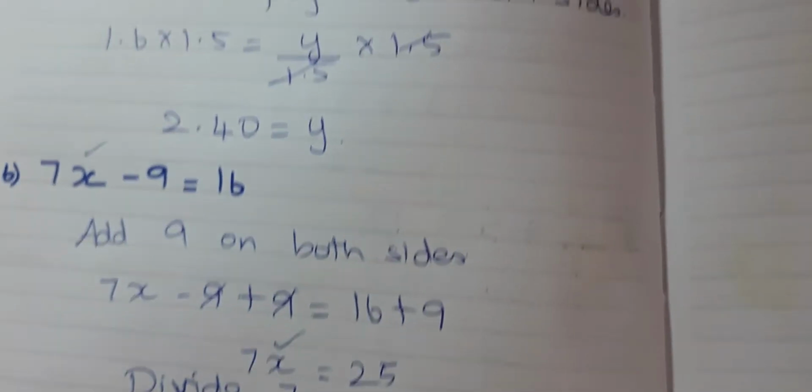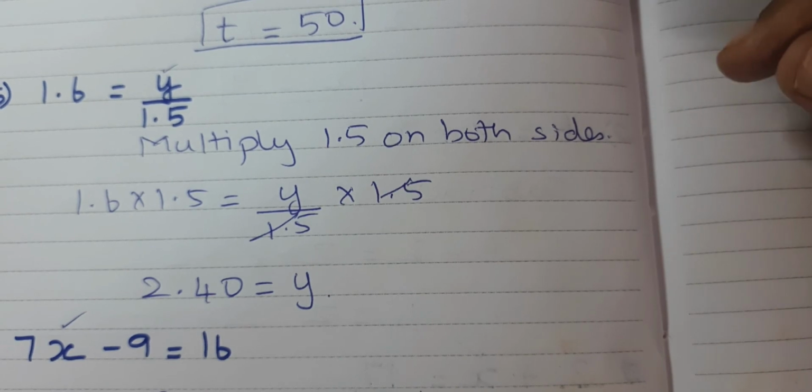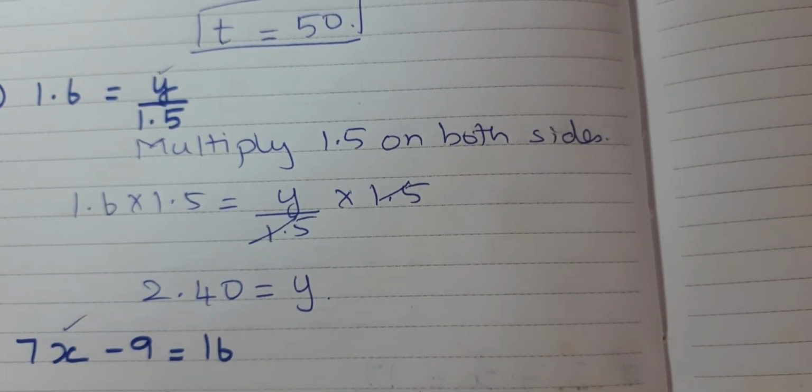This is the answer. So the method we have used is addition or subtraction on both sides. By this method we have solved this exercise 2.1 first part.